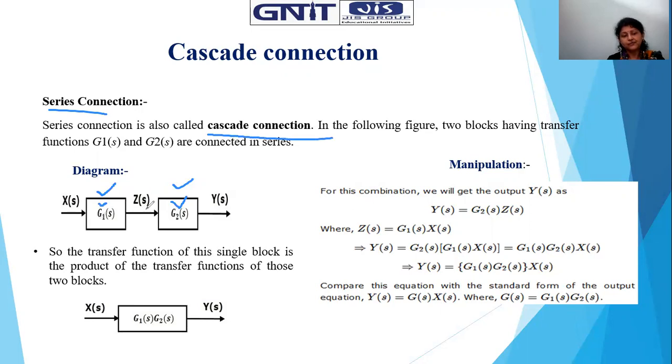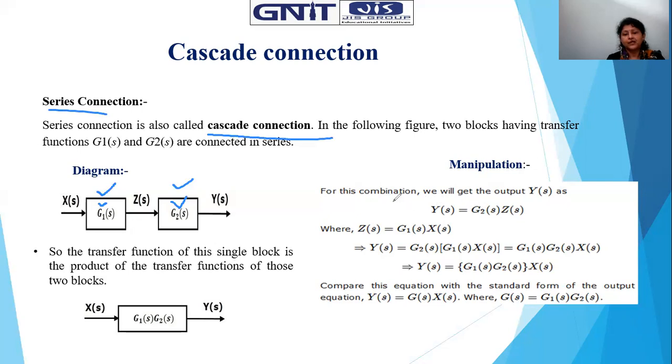Okay, this ZS is coming as the input to the G2S block, and then the output is YS. So what will be the ultimate YS? Let's manipulate. We will find the total transfer function of the combination of these two blocks, and combining these two, we will get the final one, shortening these two blocks into a single one.